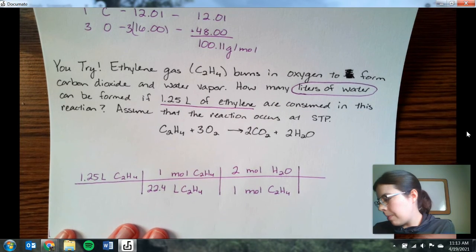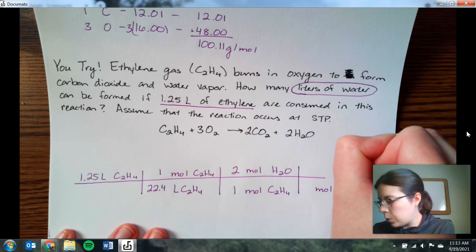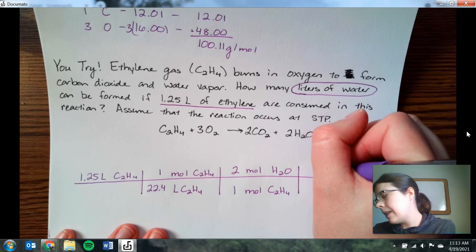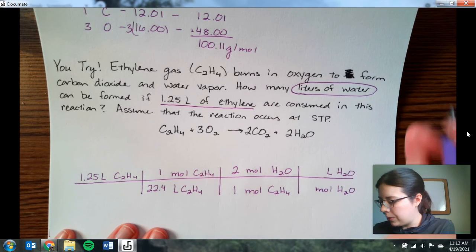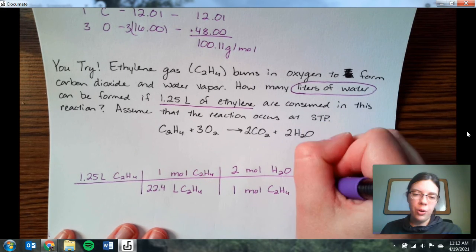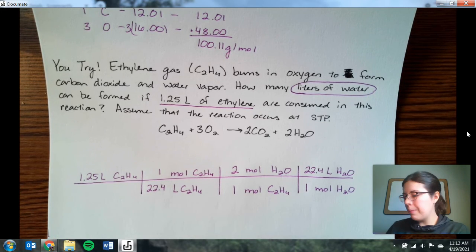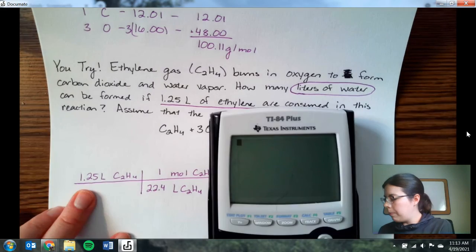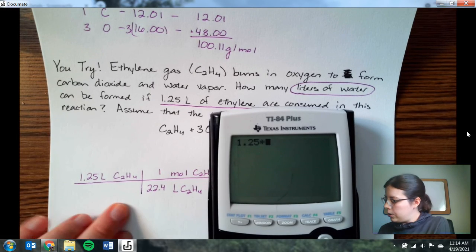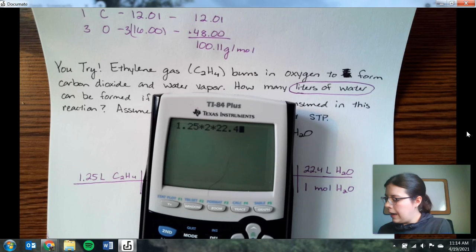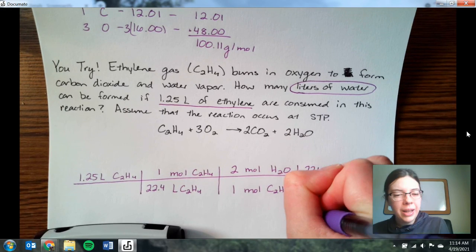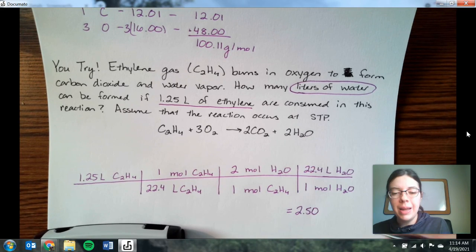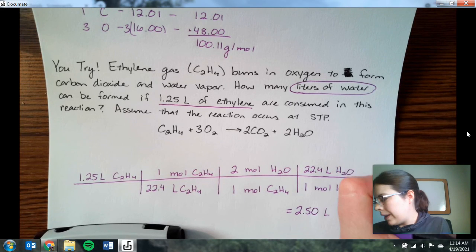And then the final step: I want to go from moles of my water vapor to liters of my water vapor. Since it specifically says vapor, we can assume that it's still a gas at STP. So it's going to be 22.4 liters over 1 mole. Numbers on top we multiply, numbers on the bottom we divide. So 1.25 times 2 times 22.4, and then divide by what's on the bottom, which is 22.4. Put that into our calculator. We get 2.5, but we do need 3 sig figs, so I'm going to add a 0 because that doesn't change the meaning of my value. And then don't forget your units of liters of water.